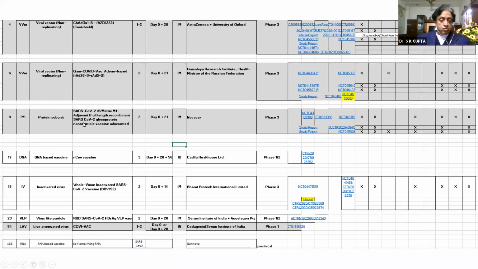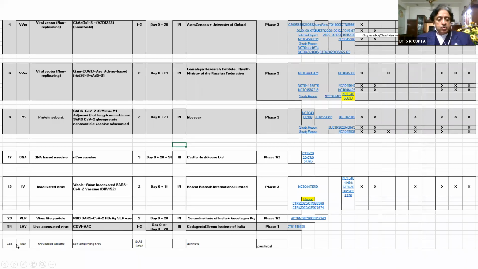And then we have the Novavax vaccine, which is a wonderful vaccine. And this is also in phase 3. Then we have the inactivated vaccine, or the Bharat Biotech vaccine. It is also in phase 3. Phase 2 trial data has been published. Then we have the virus-like particle vaccine, which I said is being developed by the Serum Institute of India with another company. And then we have the live attenuated vaccine, by Codagenix and the Serum Institute of India.